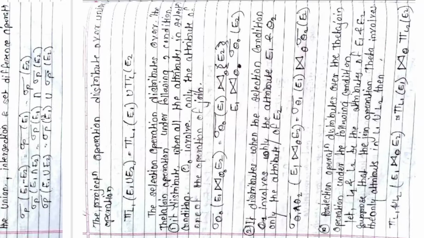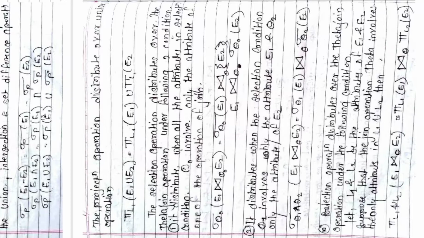Selection operation distributes over theta join in two conditions. Condition number 1 is that it distributes when all the attributes are in the selection condition, and it will involve only the attributes of one of the operands of the join.